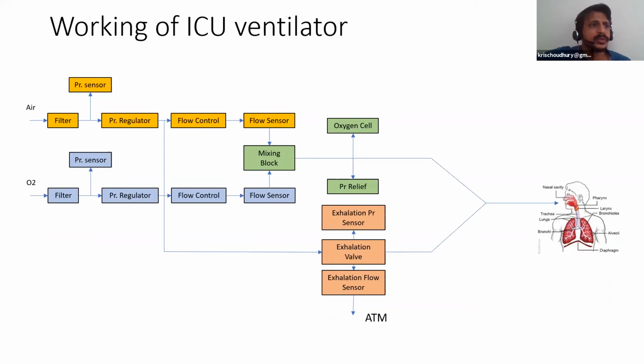After that, both oxygen and air come into something known as a mixing block. This mixing block is where the mixing, of course, happens between air and oxygen. And there are some challenges involved over here as well. The specific gravity of air and oxygen are very different, and they do not want to mix that easily. So although you put air and oxygen together, it doesn't form a homogeneous mixture.